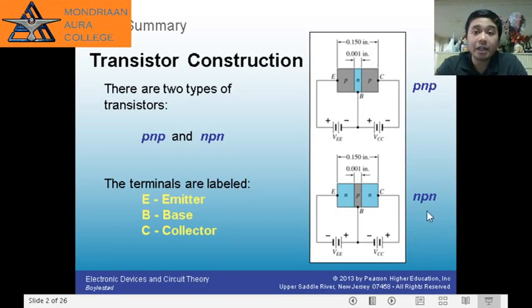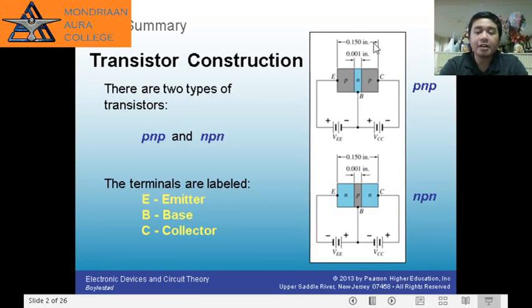Tingnan naman natin tong NPN, yung kanyang biasing. No? Sa NPN naman, we have V sub EE, ang negative niya ay connected sa N-type, ang positive niya ay connected sa P-type. Therefore, this is forward biased. Dito naman tayo sa base collector junction, negative is connected to P-type, and then positive is connected to the N-type. Therefore, it is reverse bias. Ang normal biasing ng ating BJT is base emitter should be forward bias and base collector should be reverse bias.